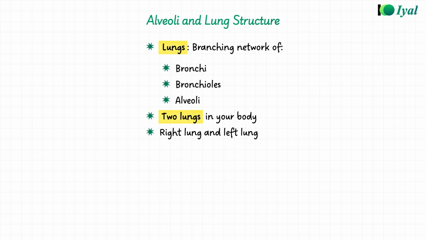So all of this, the bronchi, the bronchioles, the alveoli, they all together form the lungs. The lungs are like a branching network, very complex. And you have two of them, right lung and left lung. They are inside your thoracic cavity in your chest, and they are the main organs for respiration.